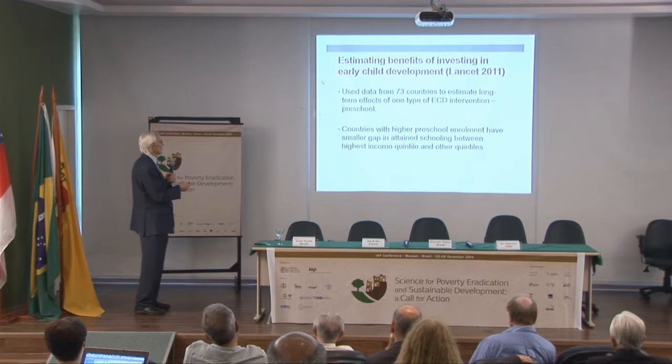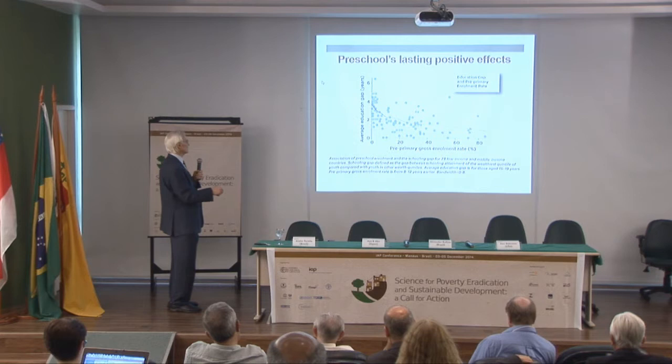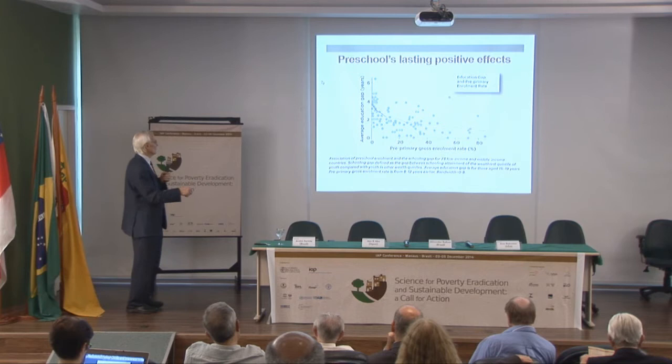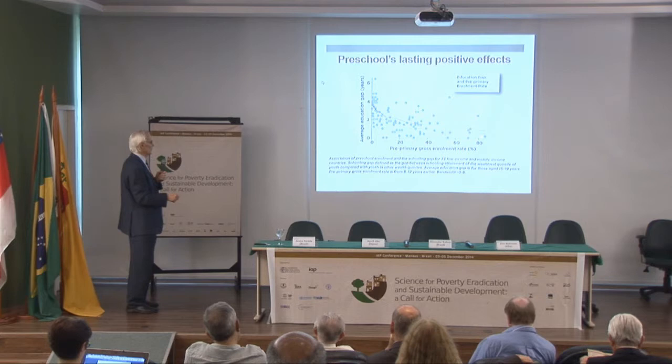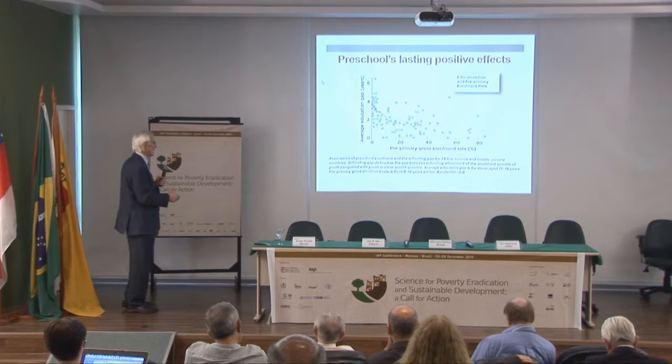There's a systematic relation, it's noisy, but it's systematic, between the primary or preschool enrollment rates on one hand and the size of the gap in schooling attainment between the top and the bottom of the distribution on the other. And so when we increase enrollment rates, our focus is increasing them for children from the poorer part of the distribution, that reduces this gap and arguably results in gains.